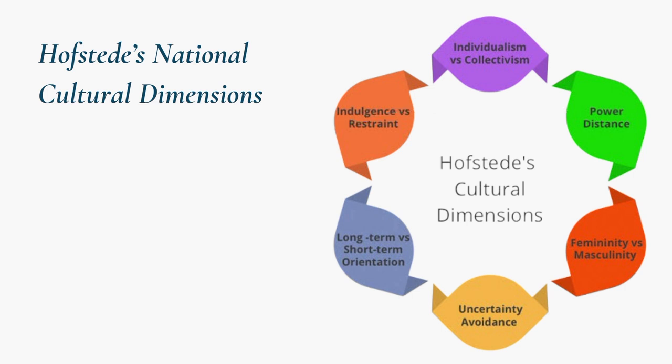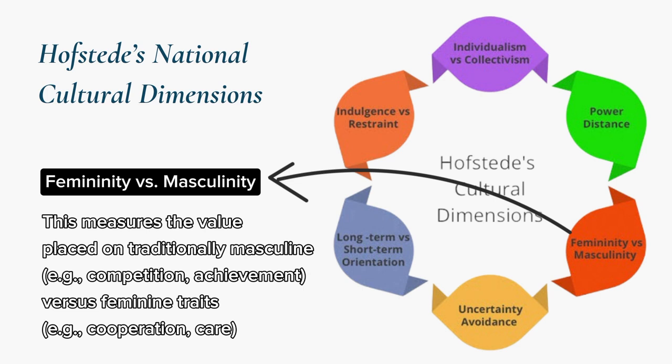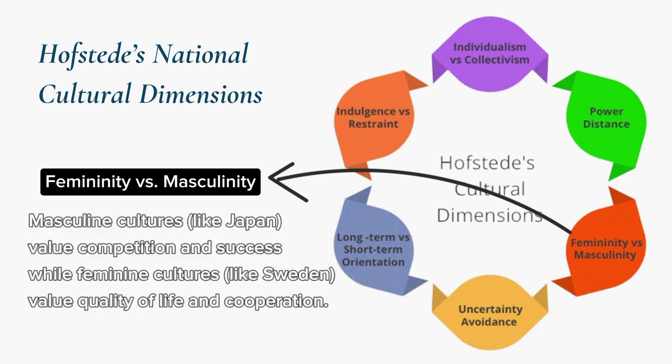The third one, femininity vs masculinity. This measures the value placed on traditionally masculine versus feminine traits. Masculine cultures like Japan value competition and success, while feminine culture like Sweden value quality of life and cooperation.